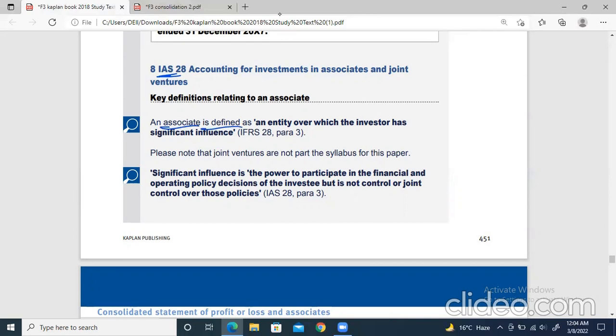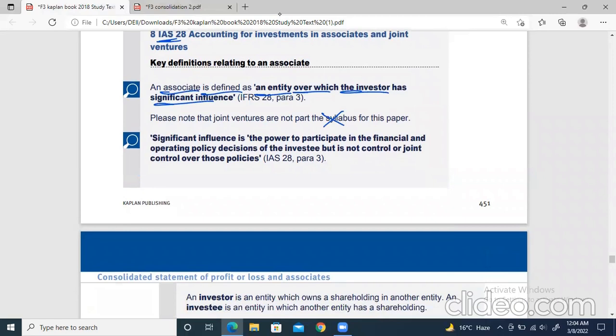Now an associate is defined as an entity over which the investor has significant influence. We discussed that as well. Joint ventures are not part. Okay, sure. Now, significant influence is the power to participate in financial and operating policy decisions of the investee, but it is not control or joint control over these policies. Again, nothing to remember. We just need to understand that with significant influence, we have the power to participate. Nothing else in this case. Our point of view will just be heard, but the decision making will lie with the parent company.